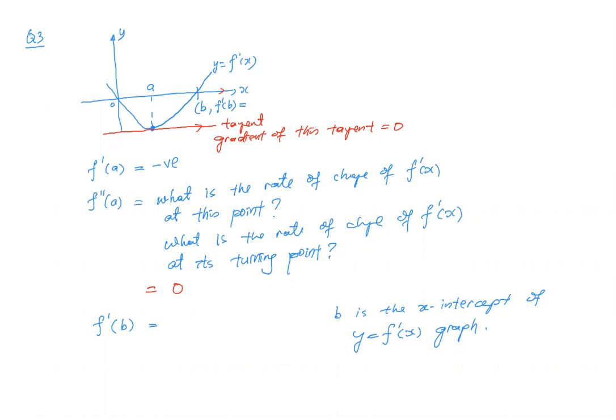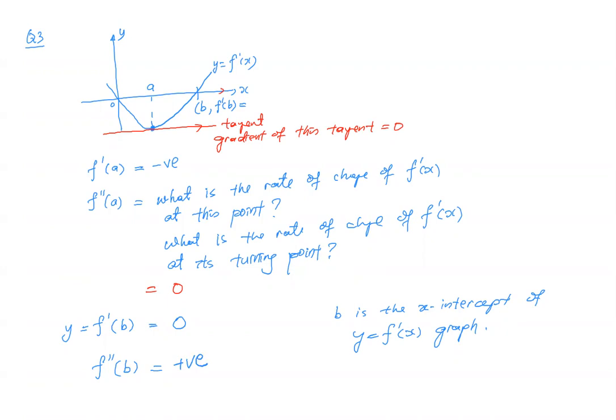Zero, yes. Because it's the x-intercept, the y has to be 0. This is like your y coordinate. Okay, now what is the rate of change of f prime x at x equal to b? So look at the f prime x graph. Is it going up or going down? It's going up. So it has to be positive.